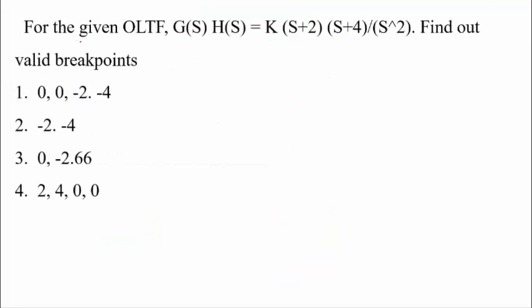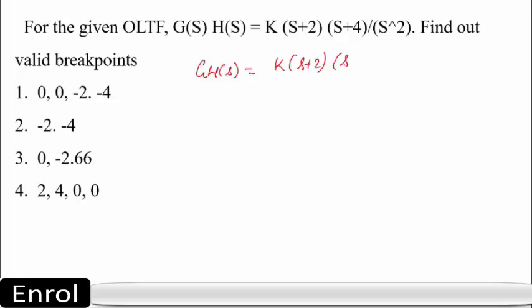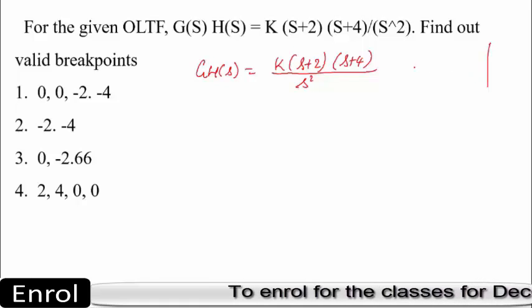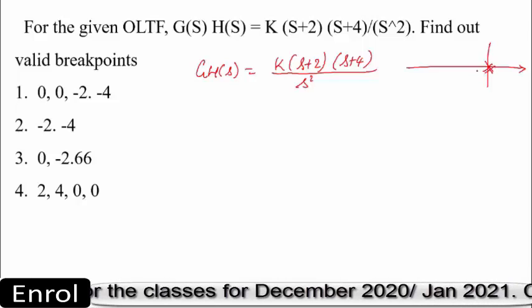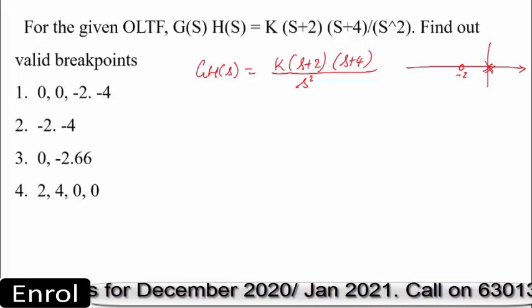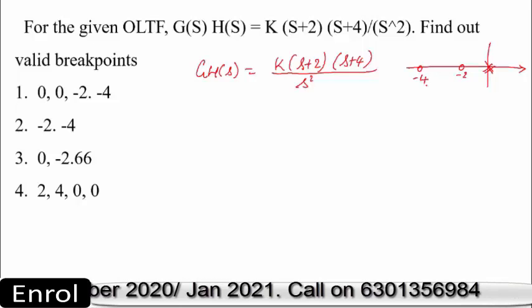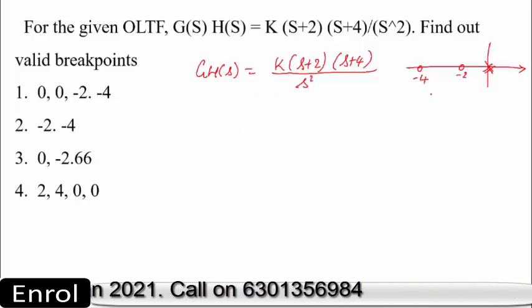Next question, for a given open loop transfer function, they have given G H of s equals K into s plus 2 into s plus 4 whole divided by s square. What they are asking is to find out the valid breakpoint. So let us go for the pole-zero plot. What I am getting is 2 poles at the origin, one zero at minus 2, and one more zero at minus 4. So I have to calculate the valid breakpoint.